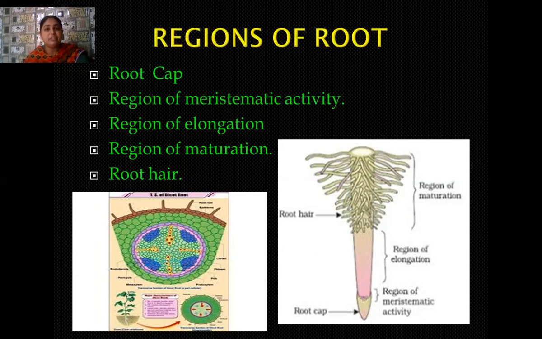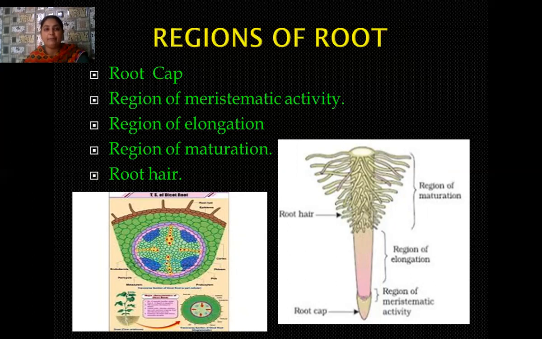Next to the root cap is present the region of meristematic activity, as the name itself indicates. In this region, special type of meristematic cells are present, and all of these meristematic cells divide rapidly. They are live cells. They have thin walls and dense cytoplasm, or you can say protoplasm, is present. All of these cells divide again and again, and thus they play an important role in the growth of the root.